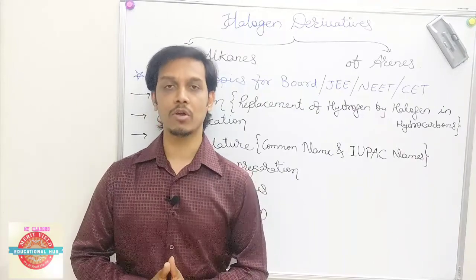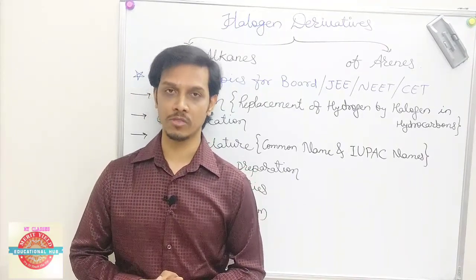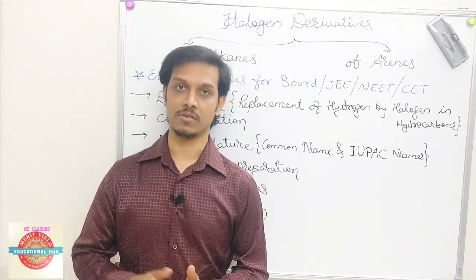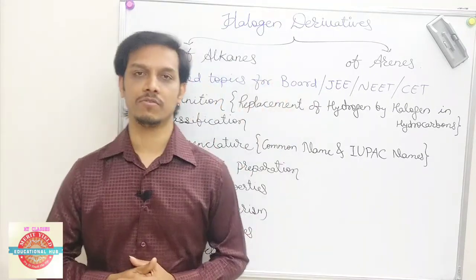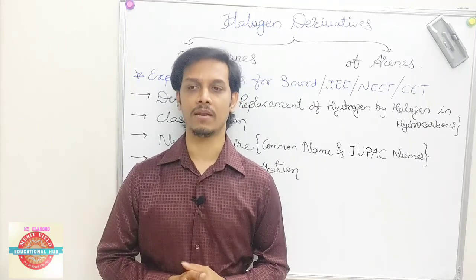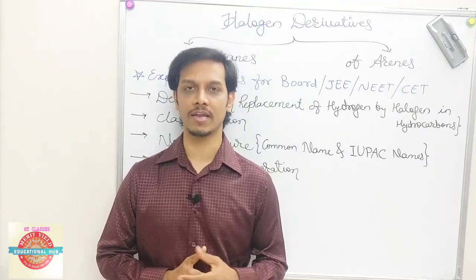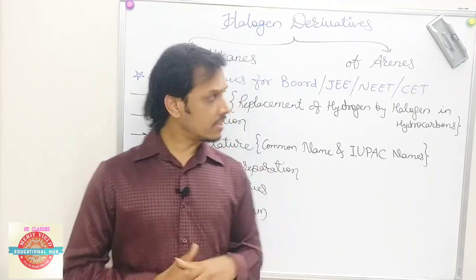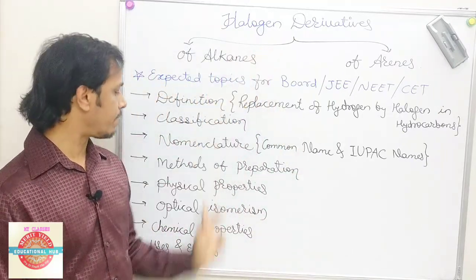But today we are going to see a chapter which is common for both and all the boards, and that is halogen derivatives, which comes under the subject of chemistry obviously, and more accurately it is the part of organic chemistry. So the whole chapter is split in 8 points.